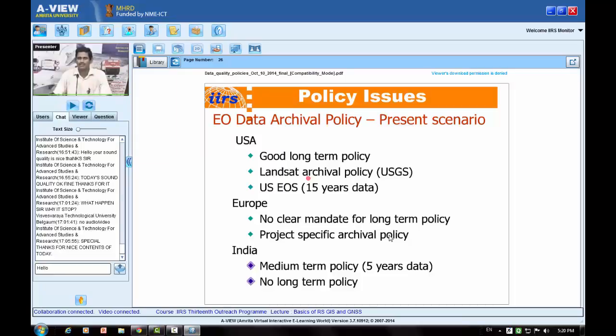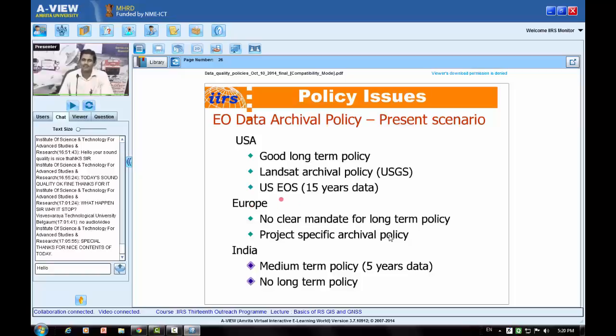And then, anything you collect is precious, so you should be able to store it so that anytime it can be used for any type of application. If you don't store it, the problem is we will not be able to analyze and draw proper conclusions for the future. So that's why you should have a good archival policy. NRSA also has a data archival policy.